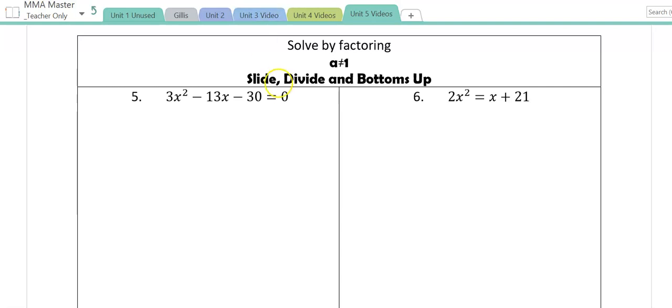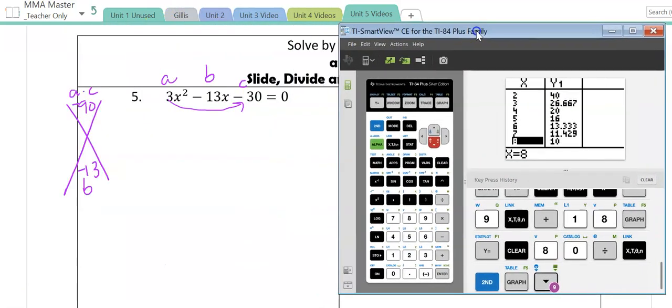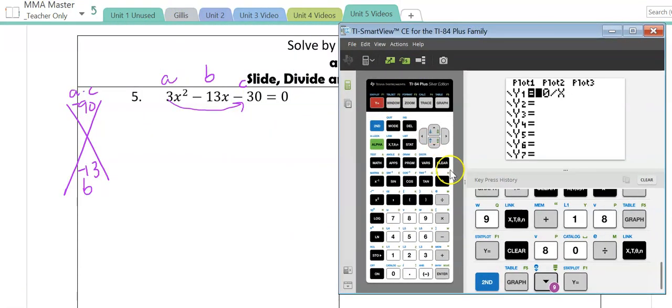So first thing we're going to do is look at number 5, and it is already equal to 0. So I'm going to pull out my A, my B, and my C. The difference here is that your A is no longer 1. It is a number. So A times C and B. First, I slide that A to the negative 30, and it gives me a negative 90. And my B is negative 13. So what are the factors of 90 that'll give me a 13? And I seriously don't even know. I had to look at my answer key. So just as you guys might have to do, I'm going to come over here.